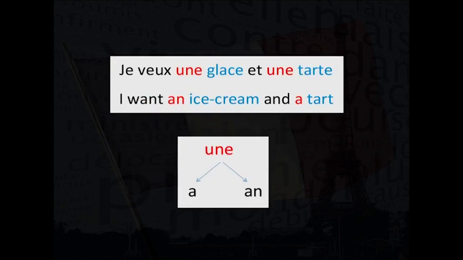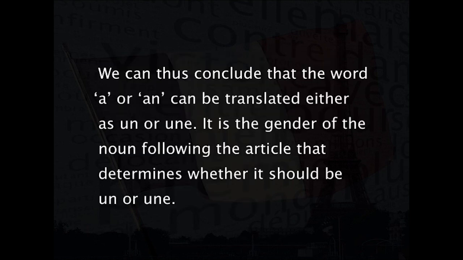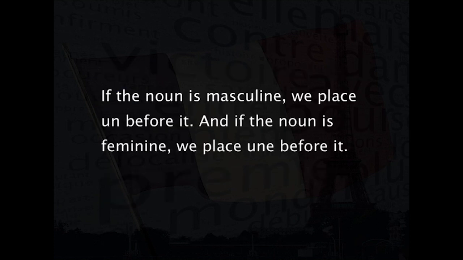When we compare these two sentences, we find that the words "a" and "an" are equivalent to the word une in French. We can thus conclude that the word "a" or "an" can be translated either as un or une. It is the gender of the noun following the article that determines whether it should be un or une. If the noun is masculine, we place un before it, and if the noun is feminine, we place une before it.